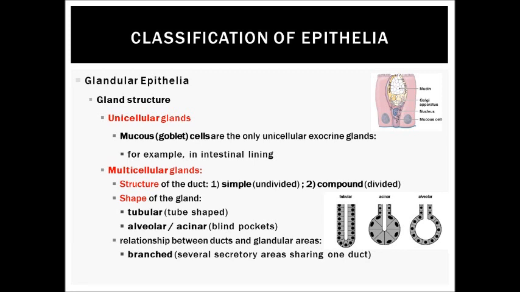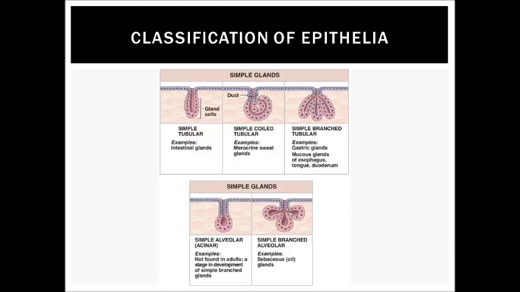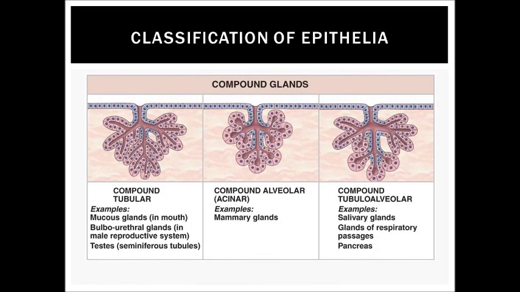For multicellular glands, they can be further categorized into structure and shape. For the structure of the duct, there are two types, which are simple and compound. And for the shape of the gland, it can be tubular, alveolar, or acinar. Alveolar and acinar are similar, it is just that acinar has a small lumen, which is the inside space. Here are simplified images of several types of simple glands for tubular and alveolar. And here, the image of compound glands.